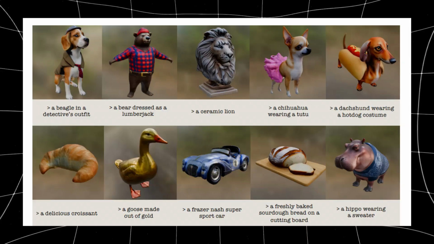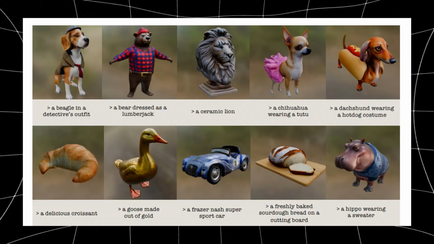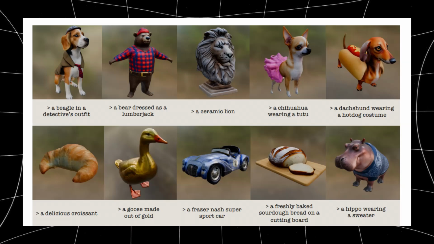So there definitely are some bizarre ones here, but I think that's good for testing the model, because when you're making a game, not everything is going to be, you know, a computer on a table, like something really easy. For example, here they have a bear dressed as a lumberjack, which honestly the model has smashed out the park, and a hippo wearing a sweater.